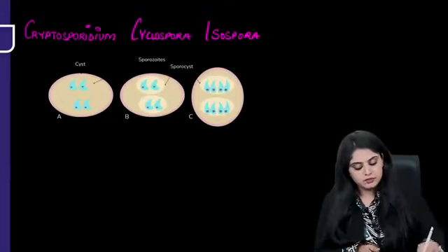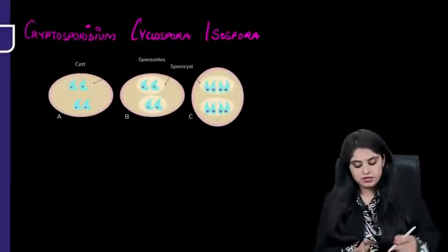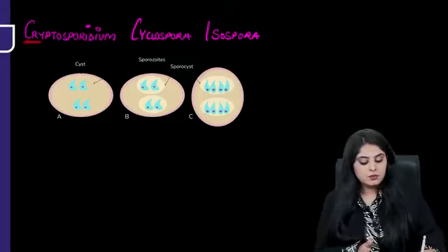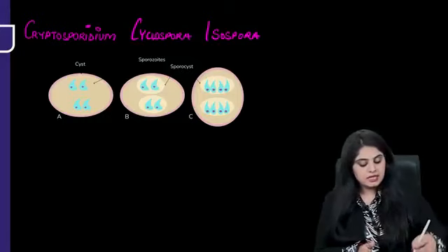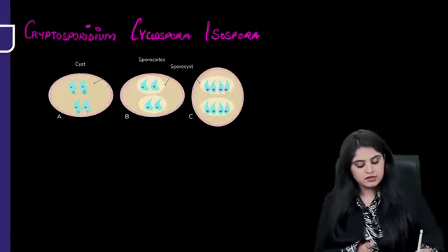So please note that first, everywhere you must have noticed I have written it in an alphabetical order. Cryptosporidium, Cyclospora, Isospora. Alphabetical mein likha. Now tell me, how many sporozoites does it have to begin with? Cryptosporidium has 4 sporozoites. Fine.